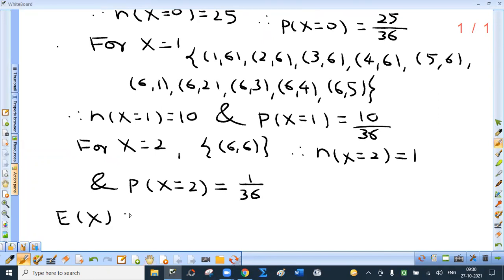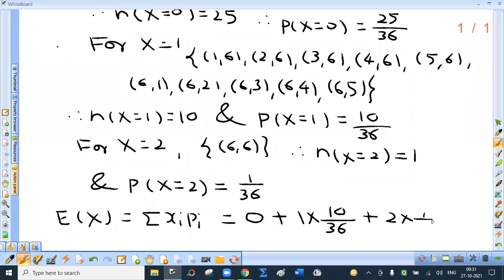Now what is expected value? That is mean. It is nothing but sigma xi pi. So first part is 0 into, so I directly write 0 for that, plus 1 into 10 upon 36 plus 2 into 1 upon 36. So it comes out to be what? 12 by 36, that is 1 by 3.